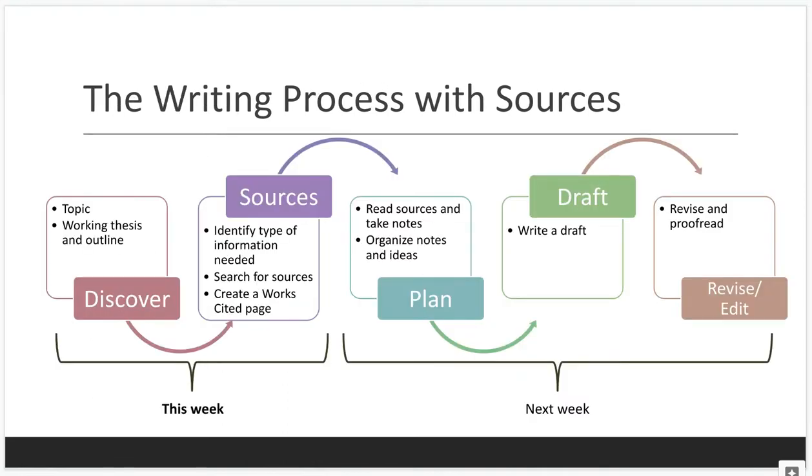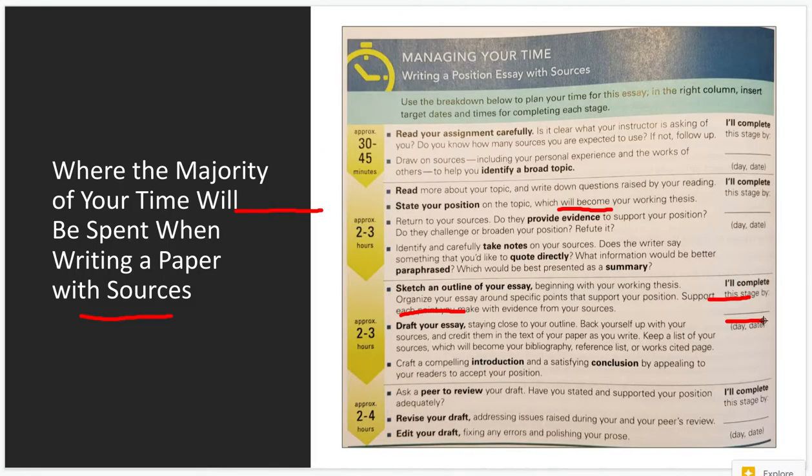Now, the writing process for this essay is going to take us 2 weeks, okay? So this week you're going to work on the discover phase, which is where you come up with your topic and working thesis, and the sources phase, where you do your research and find the sources that will help you with this essay. Next week, you'll do the plan phase, which is where you read your sources and maybe outline your paper, and then draft, where you write the actual paper, and then revise and edit and submit. Okay, so this will be a 2-week process for this paper instead of a 1-week process like with the last essay.